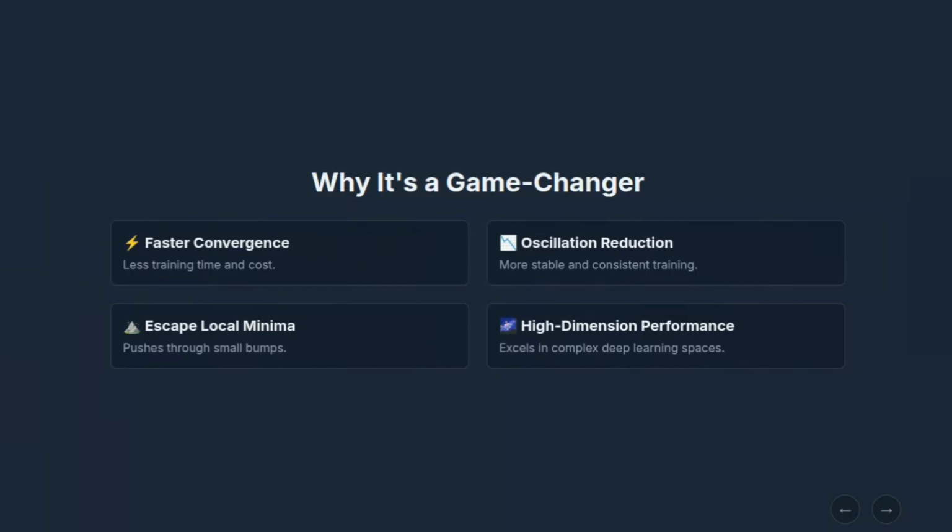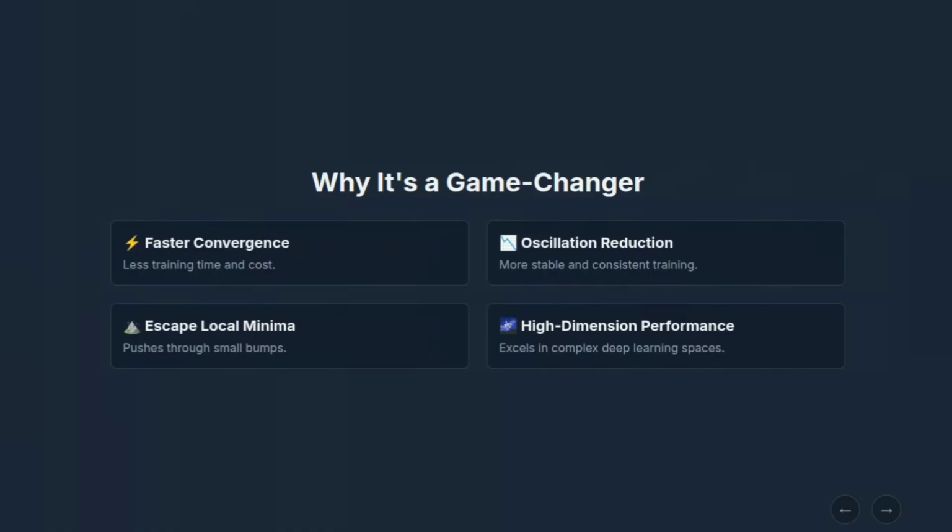Let me show you why momentum-based optimizers are absolute game changers in deep learning. Advantage number 1, dramatically faster convergence. Look at this comparison. Momentum reaches the minimum in half the iterations. This means faster training, less computational cost, and quicker results.